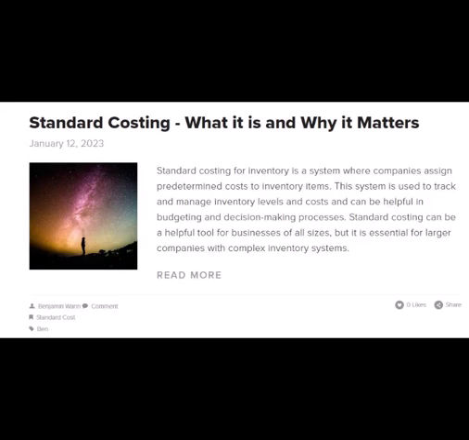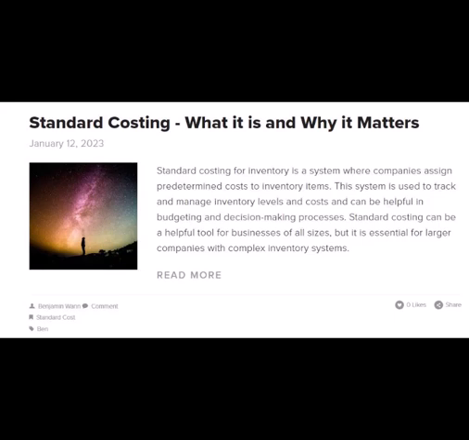4. Standard costing can help a company achieve its goals by providing a consistent and objective method for measuring costs. This can be helpful in both short-term decision-making and long-term strategic planning. Furthermore, standard costing can help identify areas where costs are higher than expected, allowing companies to take corrective action.